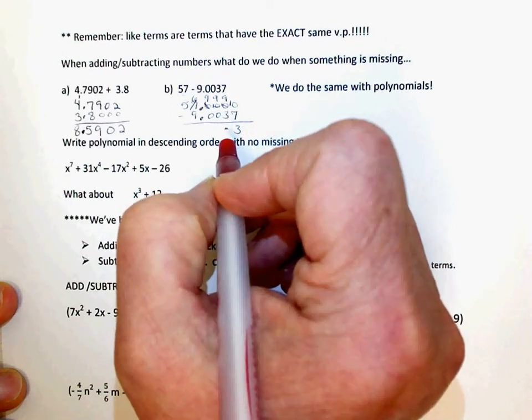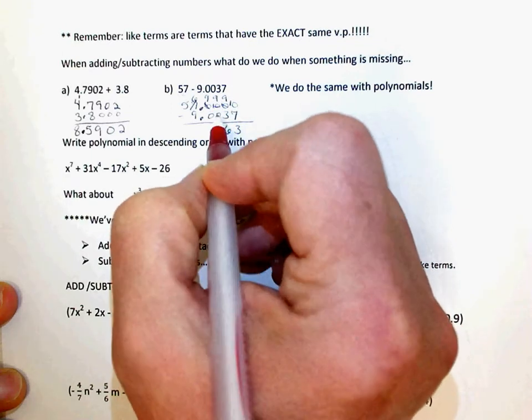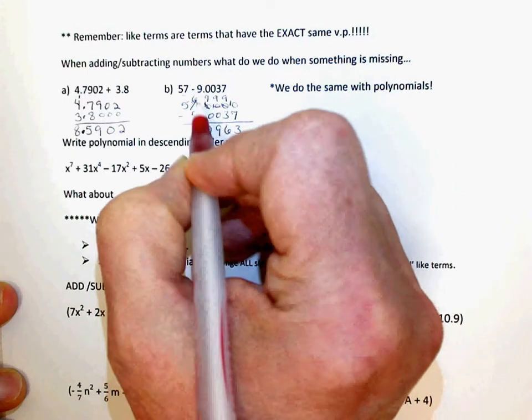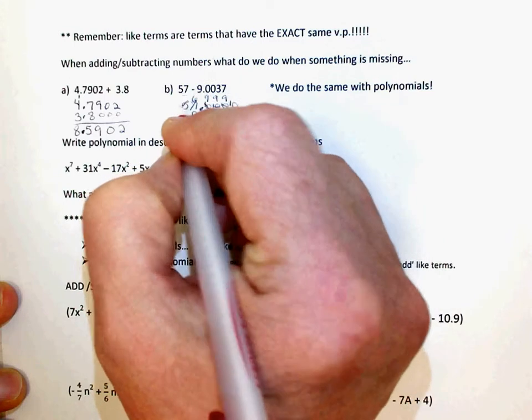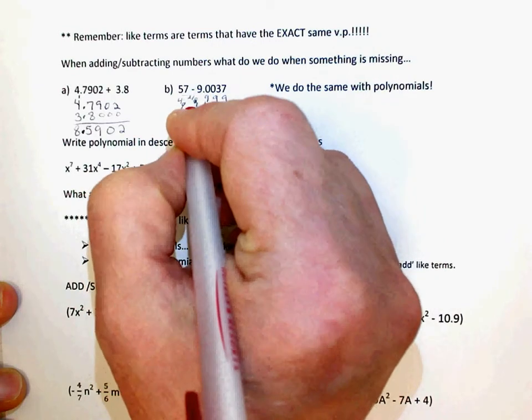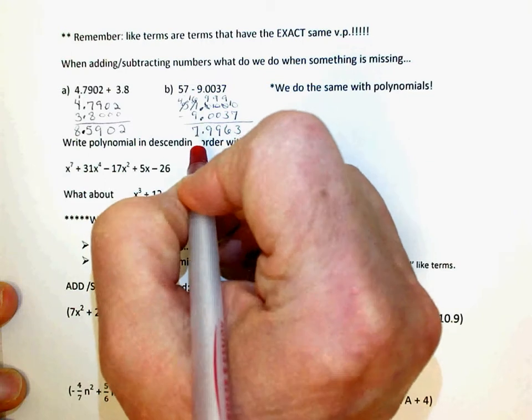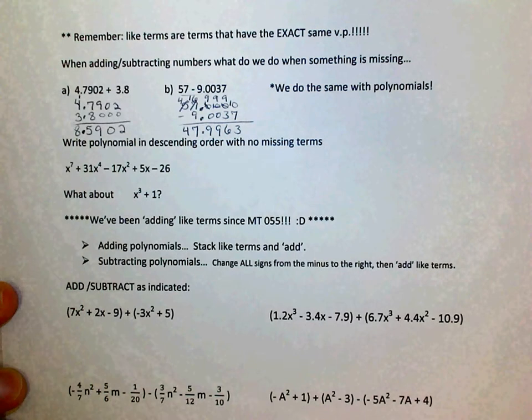9 minus 3 I can do, so that's 6. 9 minus nothing is 9. 9 minus nothing is 9. 6 minus 9, well, I can't do that. So that's a 4, and that's a 16. 16 minus 9 is 7, and we bring a 4 down.